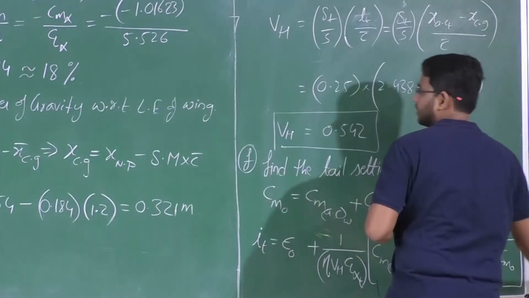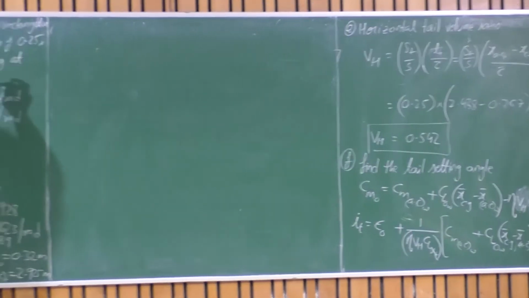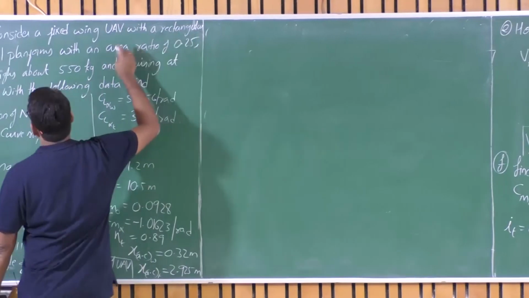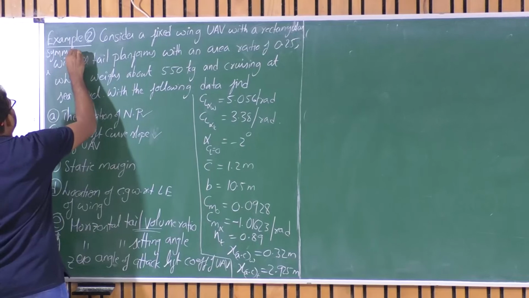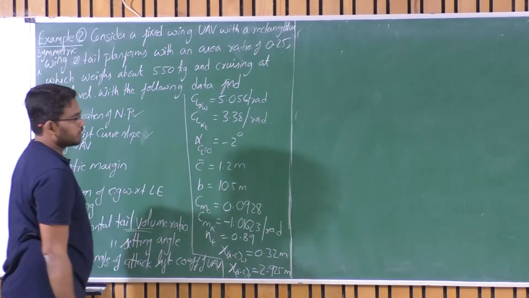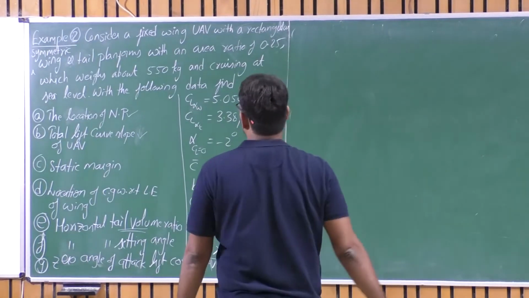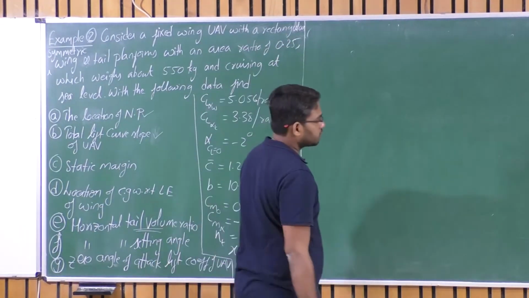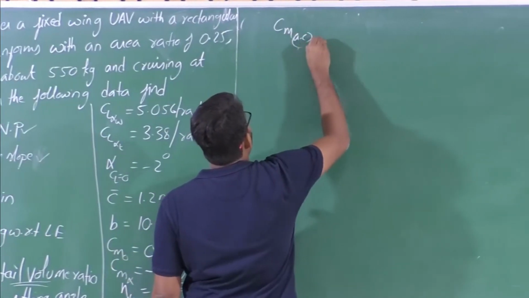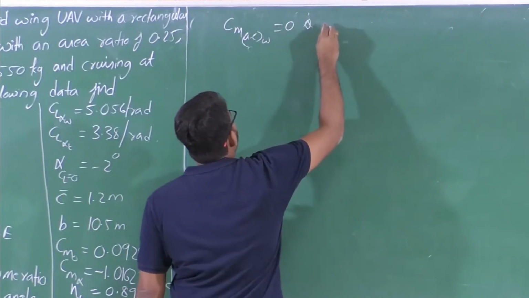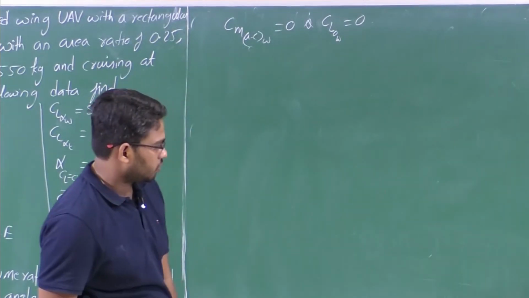What should be the I of t? So consider a rectangular symmetric wing and tail. It should be symmetric. Rectangular symmetric wing and tail. Okay. So please add this part here. Consider a rectangular symmetric wing and tail, which makes CMAC 0 and CL0 of the wing 0. Right.